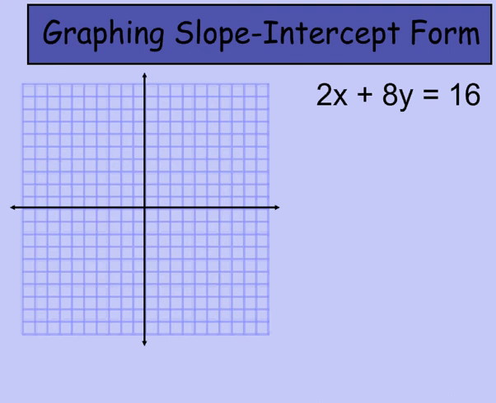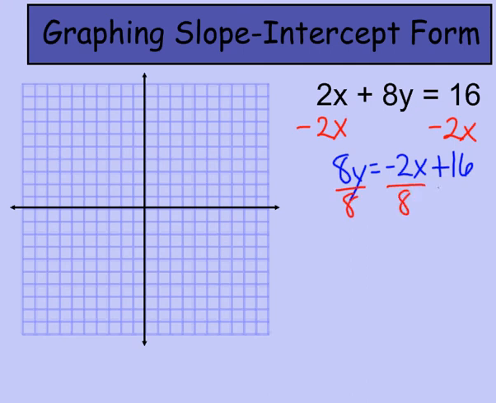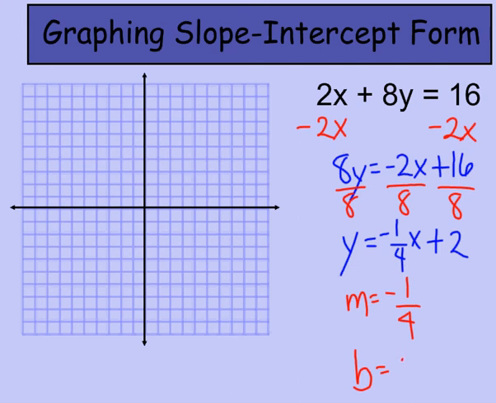We're going to change this, and we need to get again into the same format, y equals mx plus b. So let's subtract the 2x from both sides, and we get 8y equals negative 2x plus 16. Then we divide everything by 8 and simplify, where we get y equals negative 1/4 x plus 2. We identify the slope being negative 1 over 4 and the intercept being positive 2.